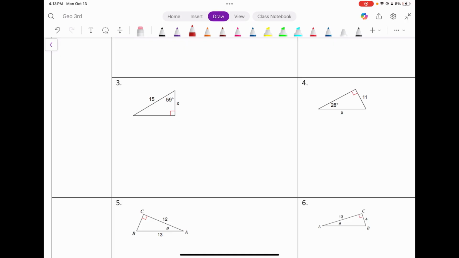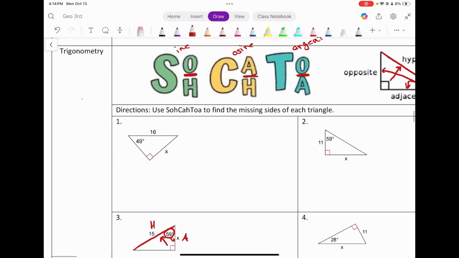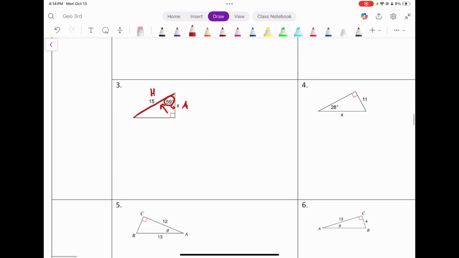First off, we identify what kind of problem we have. Here's the angle in question. We all know that this is the hypotenuse because it's across from the 90-degree angle. And this leg here is adjacent because it's next to the angle. So since we're dealing with A and H, this is going to be a cosine problem. We know the cosine of an angle is equal to adjacent over hypotenuse.